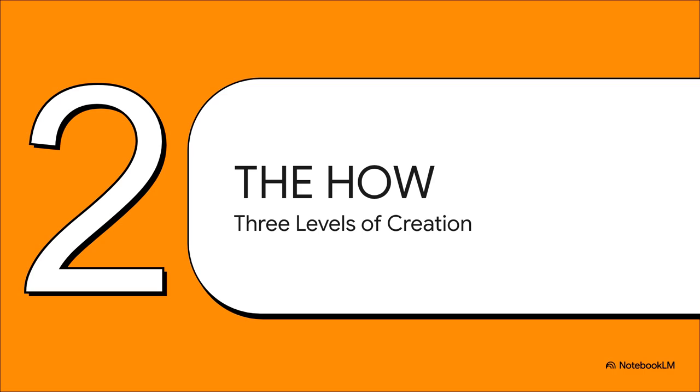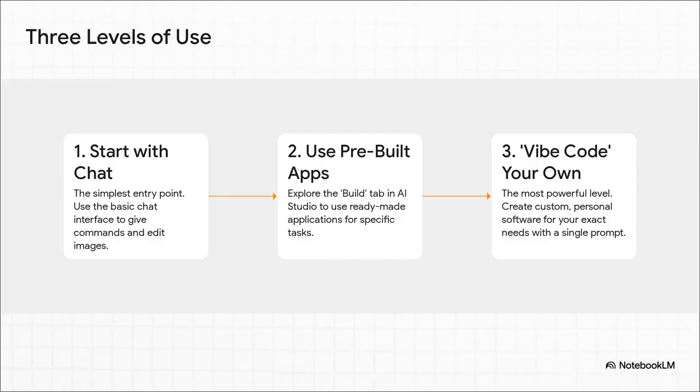So you're probably thinking, okay, this sounds incredible, but how do I actually use it? Well, the good news is there's a really clear path with 3 different levels, so you can jump right in no matter what your skill level is. The easiest way to get going is just a simple chat interface. You literally just type what you want, and it happens. If you need something a little more specific, you can move on to pre-built apps in Google's AI Studio. But the real power, where things get wild, is level 3. It's called vibe coding, and it lets you build your own custom software with a single prompt, perfectly designed for whatever you need to do.